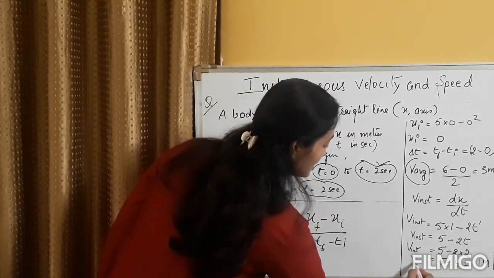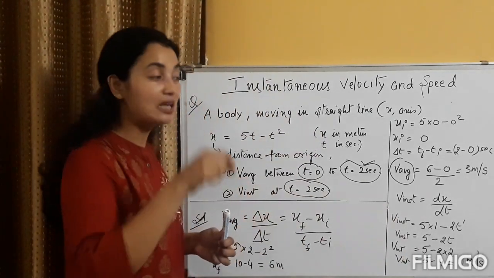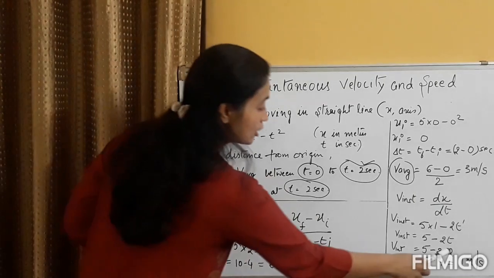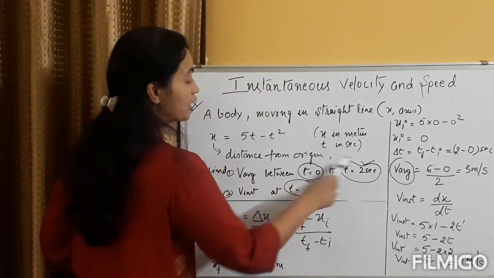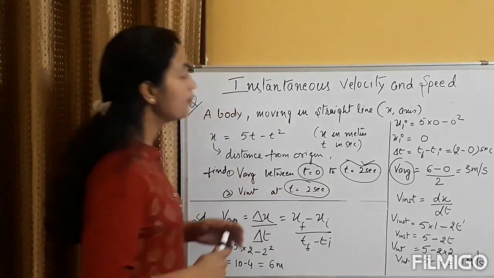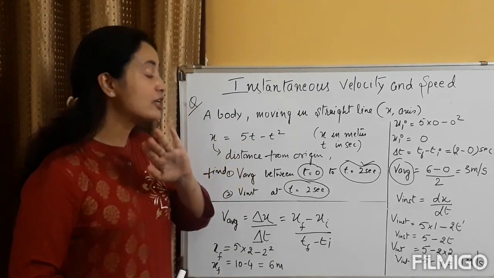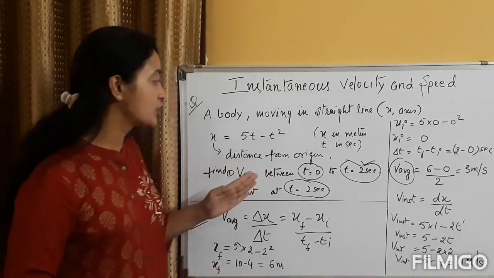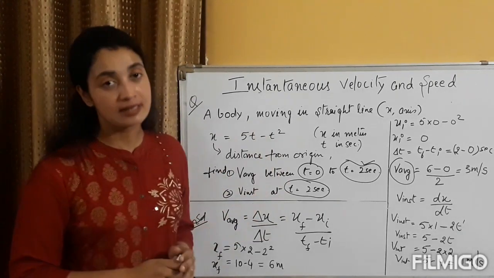This is the instantaneous velocity. Instantaneous velocity means velocity at a particular instant. That is, at 2 seconds it is 1 meter per second, and average velocity in the time interval 0 to 2 seconds is 3 meters per second. In this question, we have tried to revise the concepts of differentiation, speed, velocity, average and instantaneous.